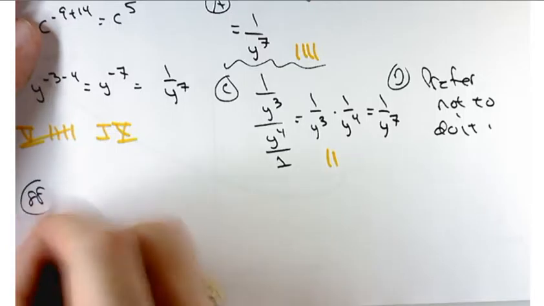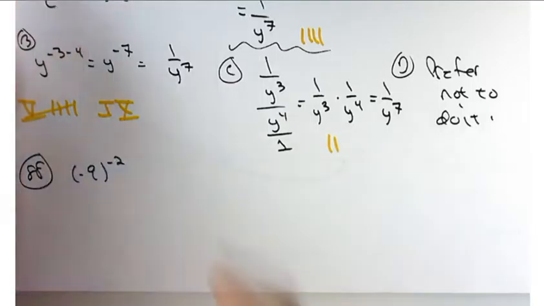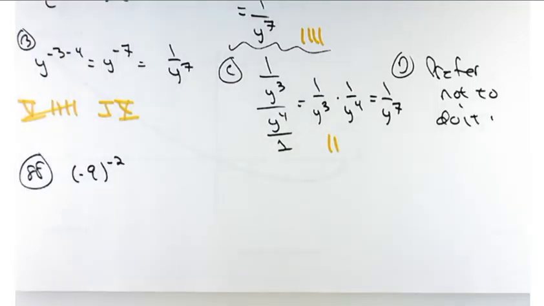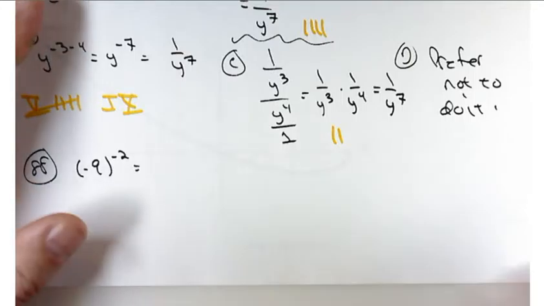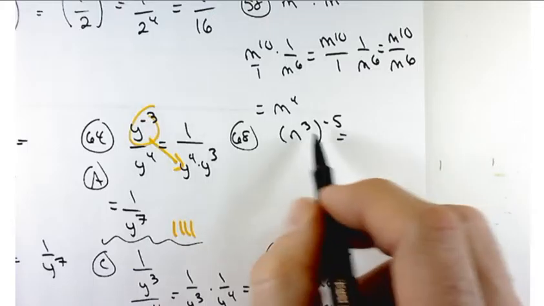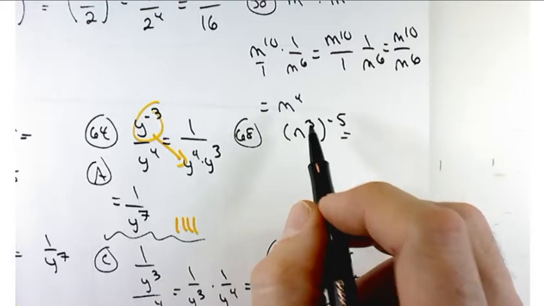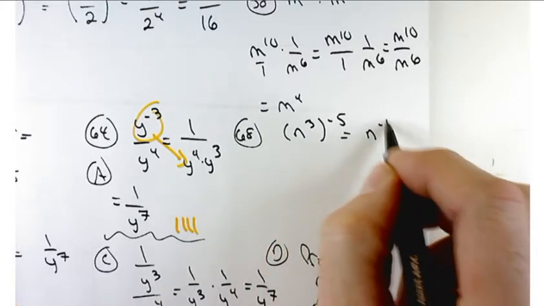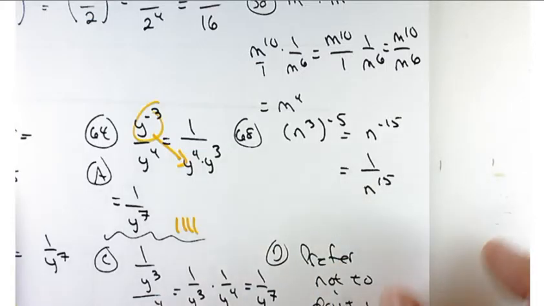Problem number 88. Negative 9 to the negative 2nd. Oh, yeah, I forgot 68. Yeah, thank you. So let's go back here, finish up 68, and then we'll do 88. Here, the exponents multiply. So 3 times negative 5 is negative 15. 1 over n to the 15th power. Thanks, Nick.